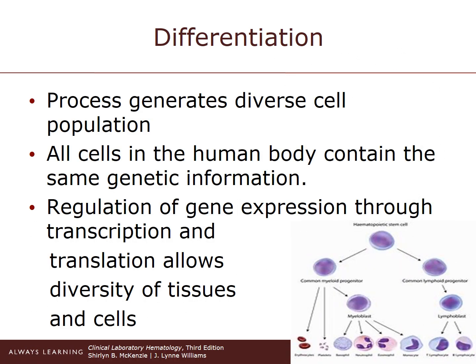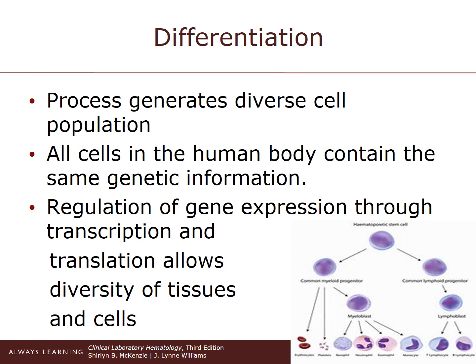If we look at hematological cells, they all begin with the hematopoietic stem cell. Differentiation is a process that generates the diverse cell populations found throughout the body. All cells contain the same genetic information. The appearance of specific characteristics in various cell populations is dictated by specific genes that are actively transcribed into messenger RNA and the translation of that genetic information into functional proteins.